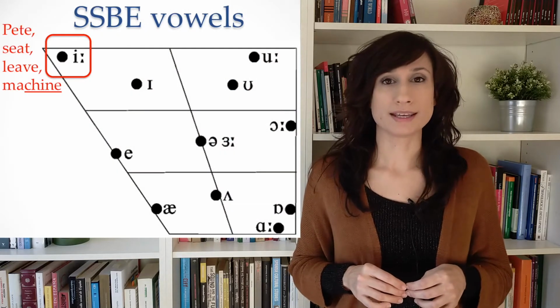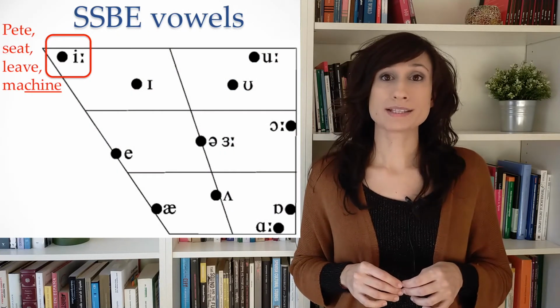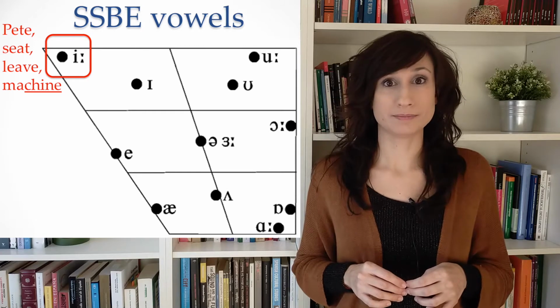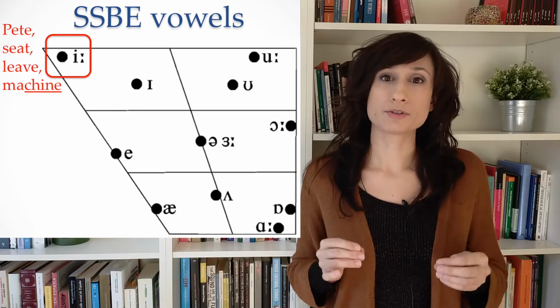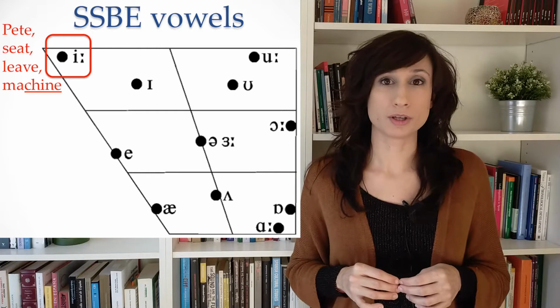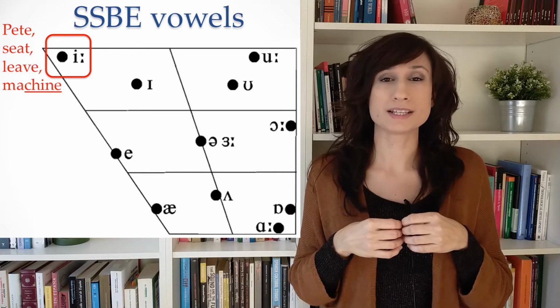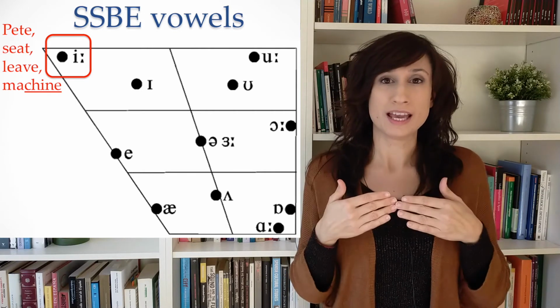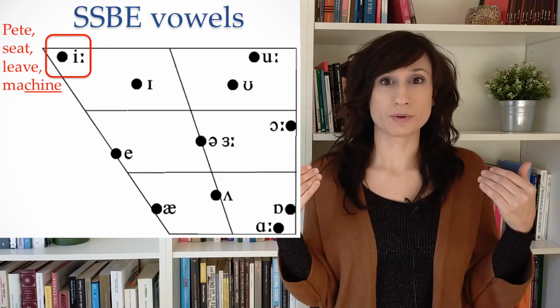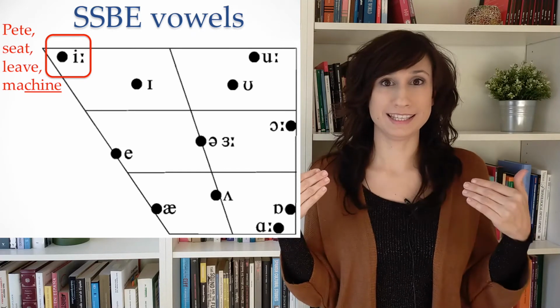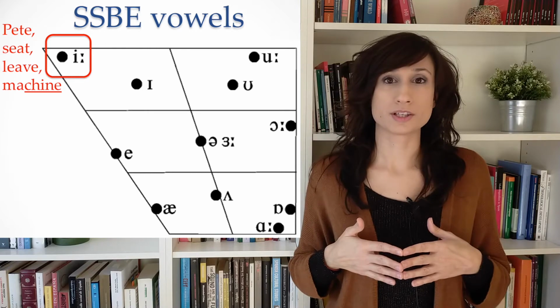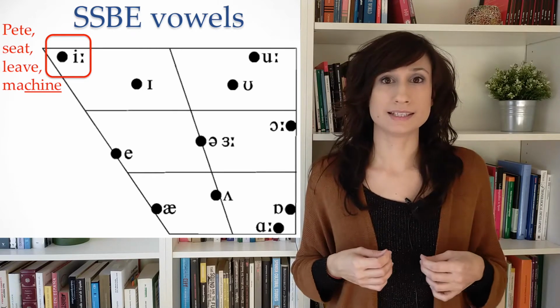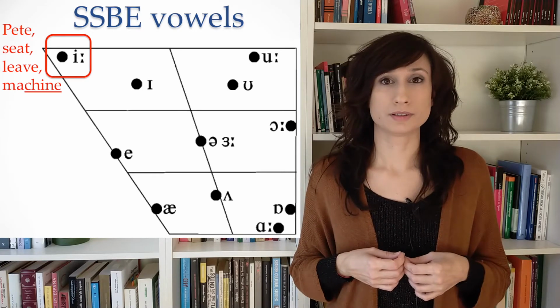Vowel number 1 is E. It's quite similar to Spanish vowel I. However, remember that we have to produce it a bit longer than we're used to in Spanish. Notice that it's a happy vowel. Our lips are spread when we produce this vowel. Notice E. So this is the vowel that we have in words such as peed, seat, leave, machine.